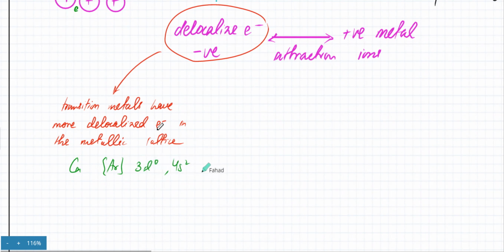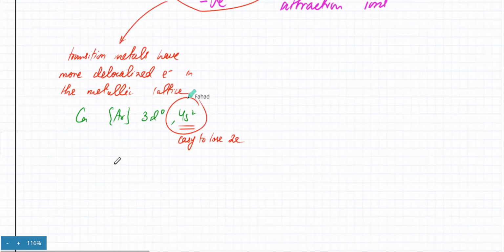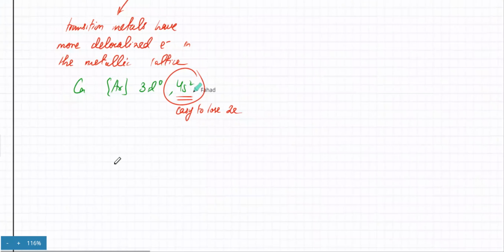Now, calcium usually loses just 2 electrons. Why does it lose 2 electrons? Because these are the outermost 2 electrons, easy to lose. They're very far away, so it's very easy for calcium to lose these electrons, because the next electrons are really close to the nucleus. So it's going to be very hard for calcium to lose those electrons. Calcium has a total of 20 protons.